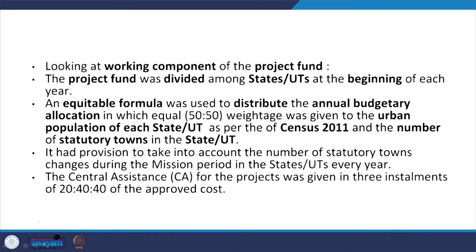It also had provision to take into account changes in the number of statutory towns which might happen during the mission period in states or union territories every year. The central assistance for the project was given in 3 installments of 20, 40, 40 of the approved cost.